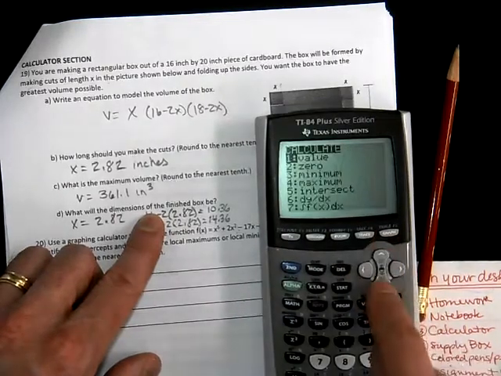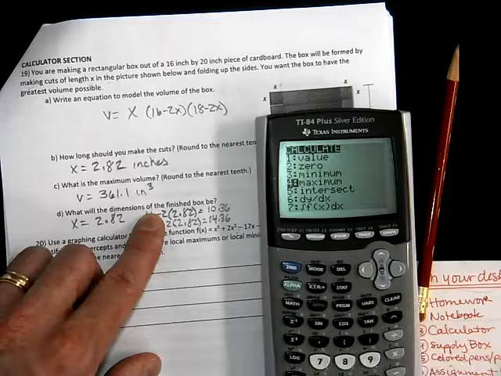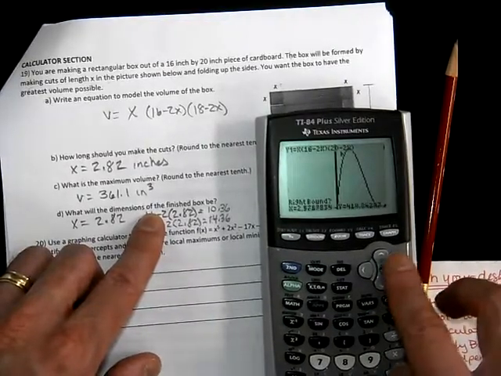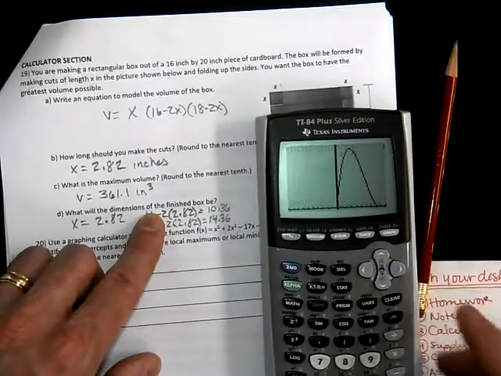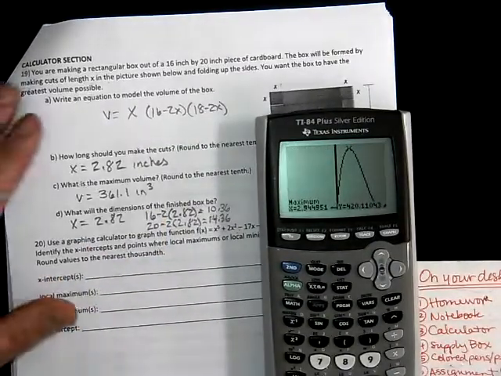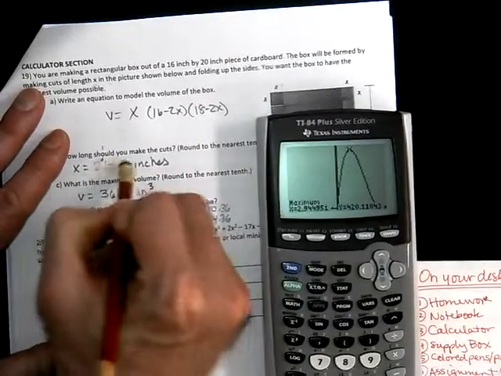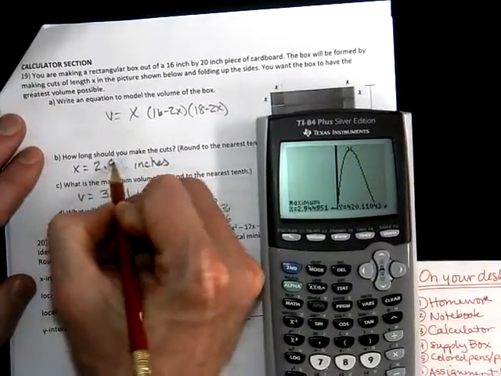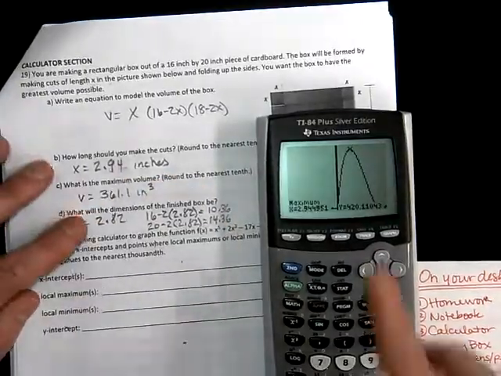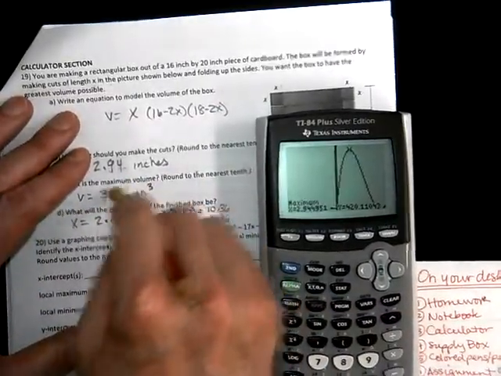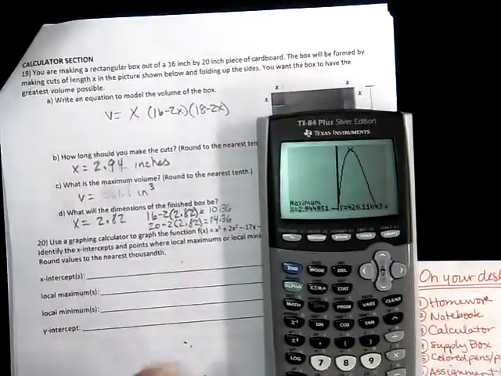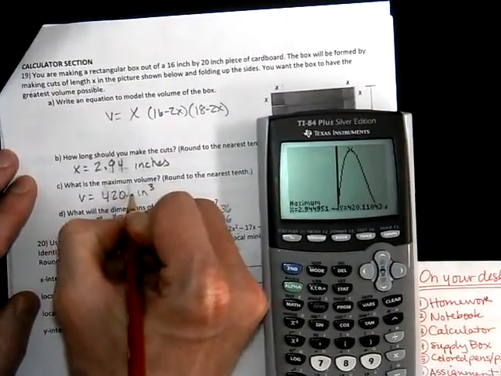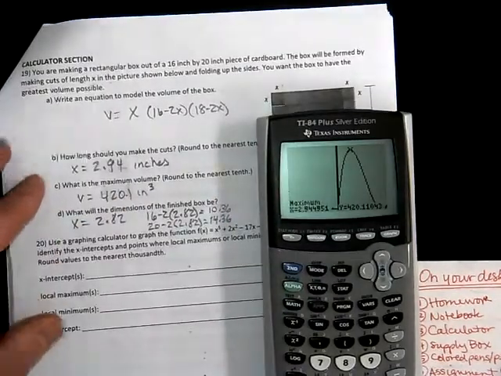So now when I do my second trace, I do my maximum, which is my left bound and my right bound. I'm going to get a 2.9, my bad, 2.94. And I have a maximum volume of 420. Good thing I checked my work.